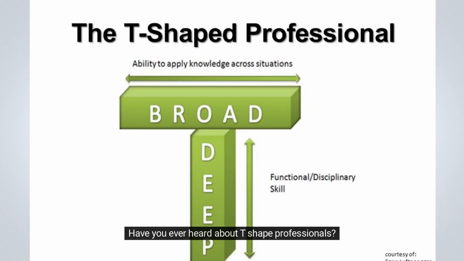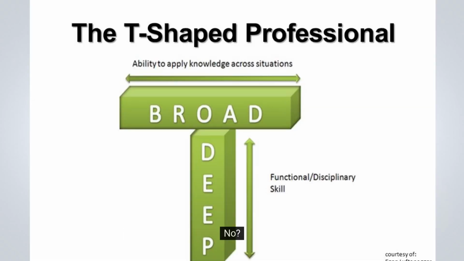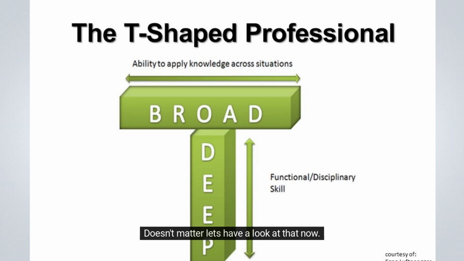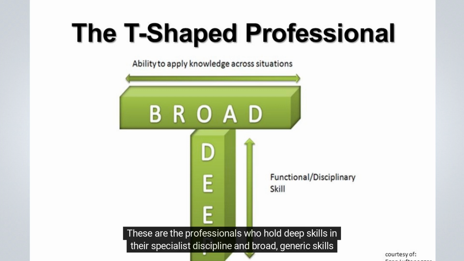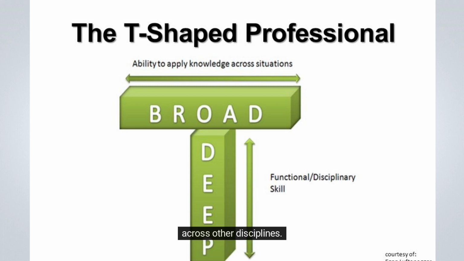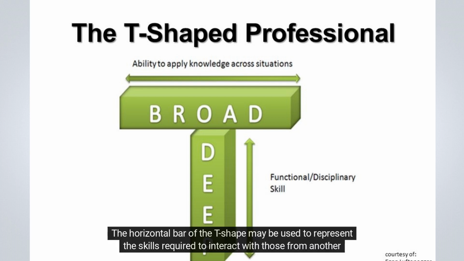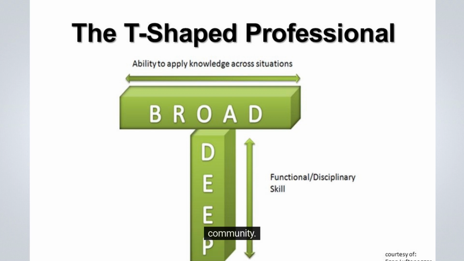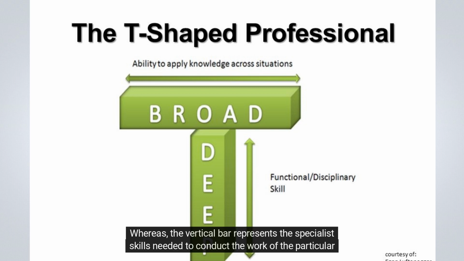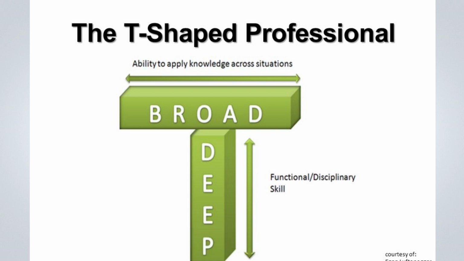Have you ever heard about T-shaped professionals? No. Doesn't matter, let's have a look at that now. These are the professionals who hold deep skills in their specialist discipline and broad, generic skills across other disciplines. As we can see from the picture, there are two bars, the horizontal bar and the vertical bar. The horizontal bar of the T-shape may be used to represent the skills required to interact with those from another community, whereas the vertical bar represents the specialist skills needed to conduct the work of the particular discipline.